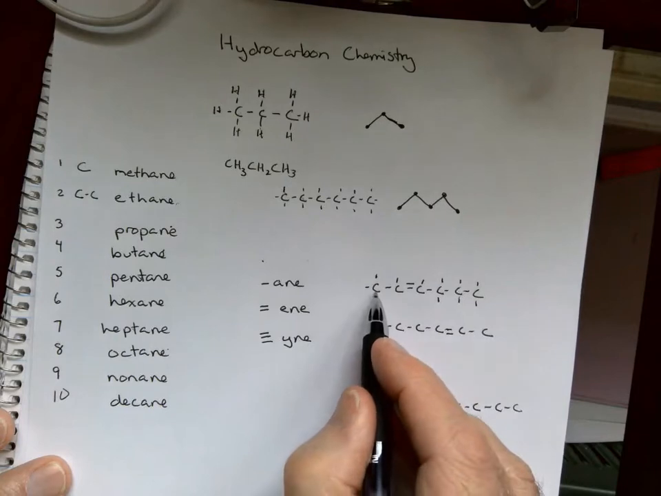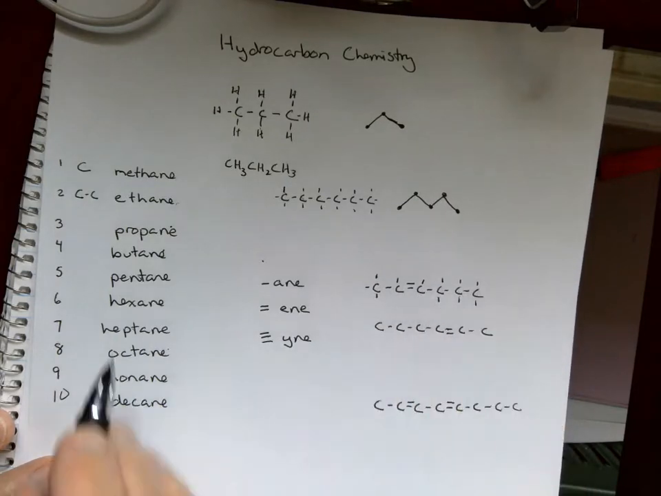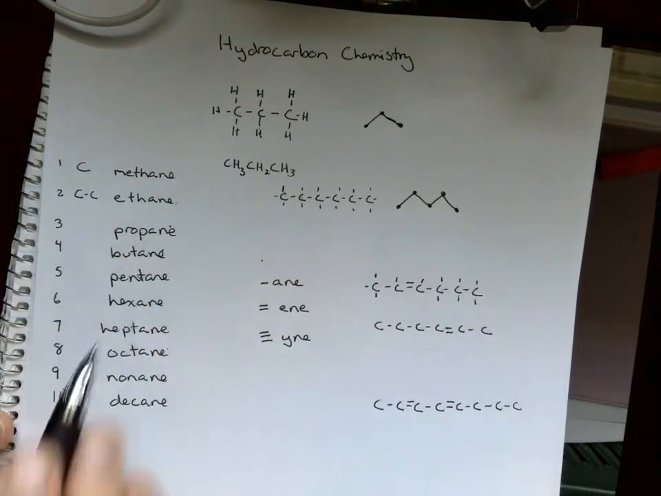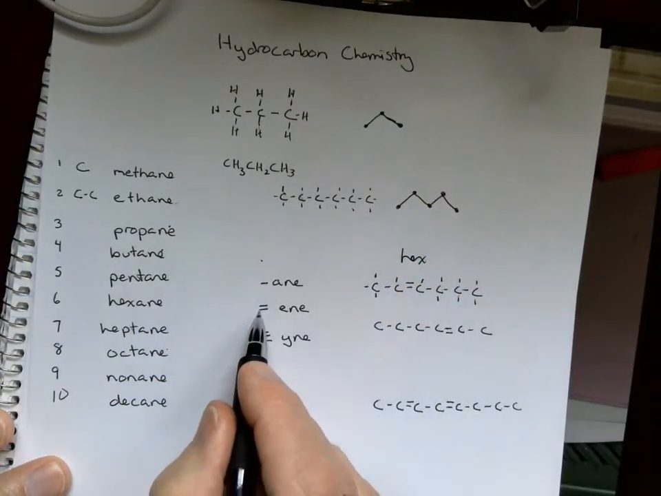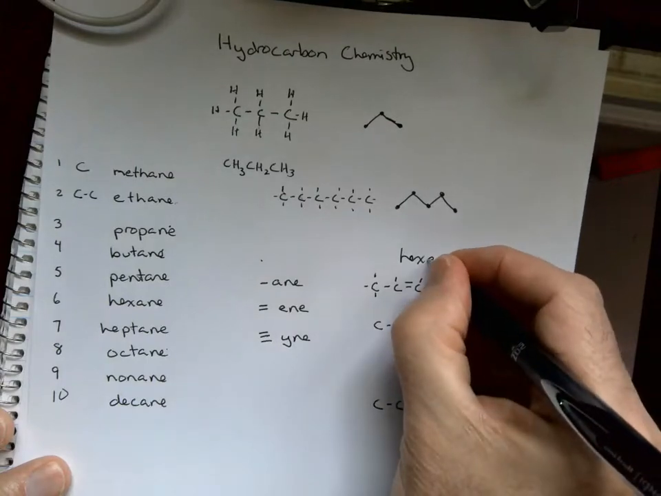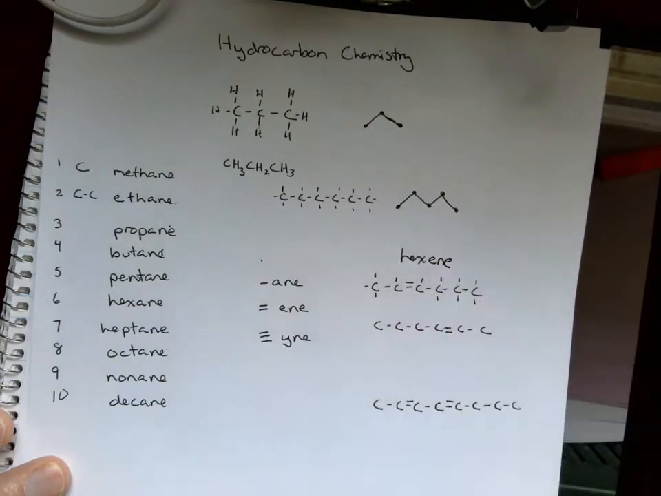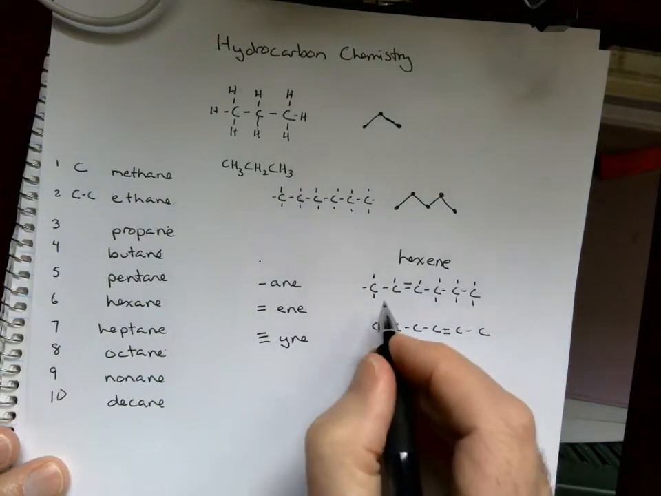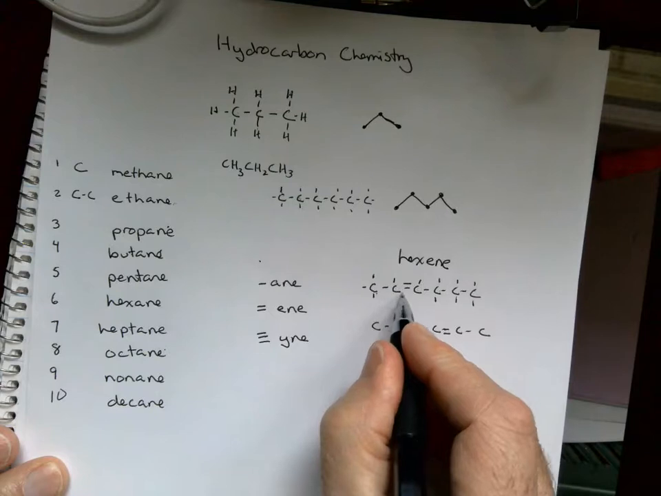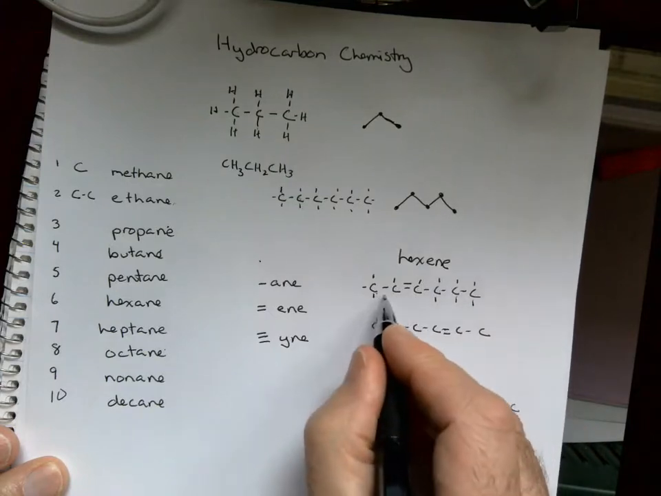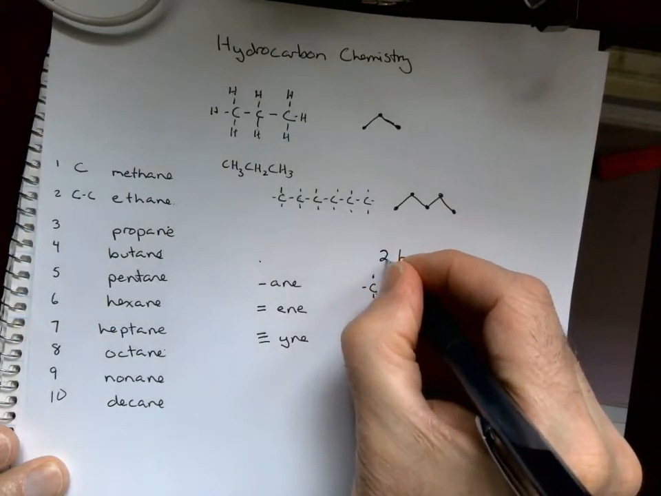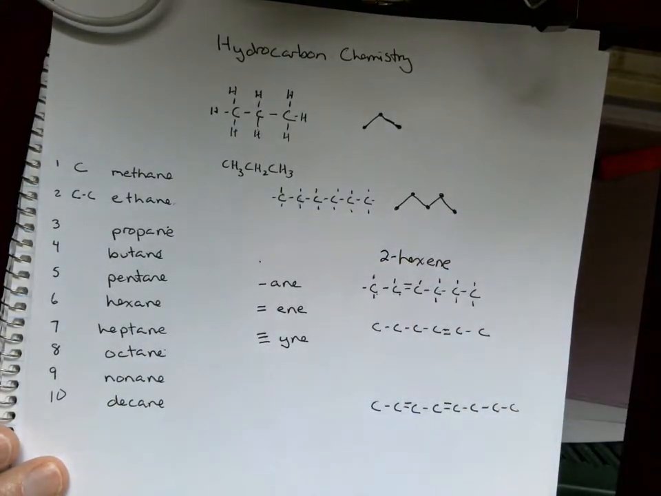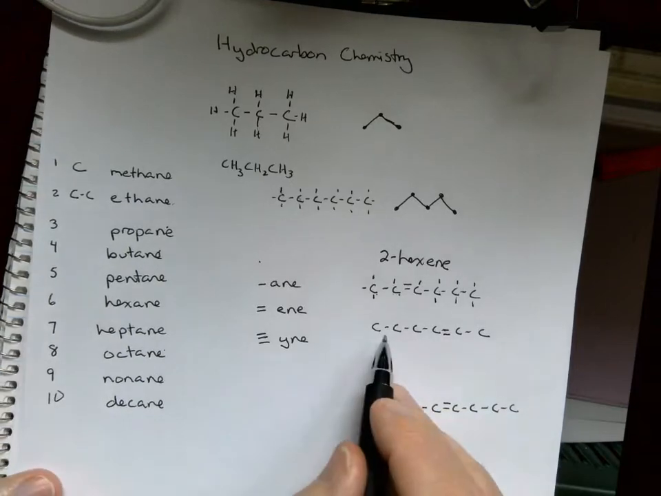How do we name this? 1, 2, 3, 4, 5, 6. We go to our list. 6 is hex, so we write down hex. If we have a double bond in there, it's now changed from hexane to hexene. Now we've got to get the location of that double bond. 1, 2, 3, 4, 5, 6. The double bond starts on the second carbon. So the number is a location. It's 2-hexene.